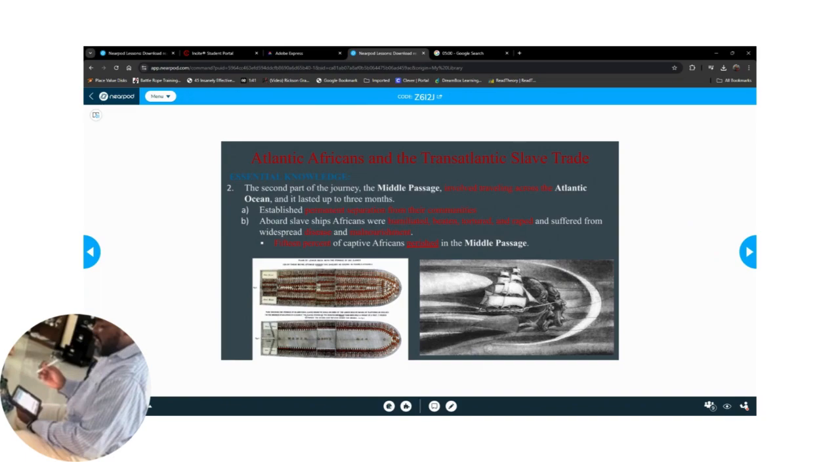All right, number two. Go ahead and read for us. This is number two. So wait, what was the first part? Because it's a three-step process, right? What was the first part? It was captured, mostly from the interior, moved to the coast, right? Now the second part, go ahead. The second part of the journey, the middle passage, involved traveling across the Atlantic Ocean and it lasted up to 3 months.